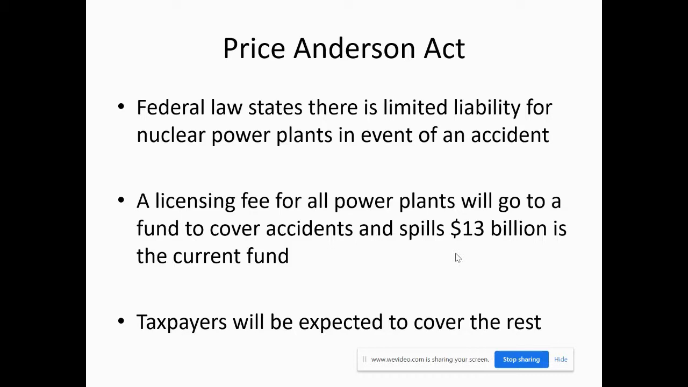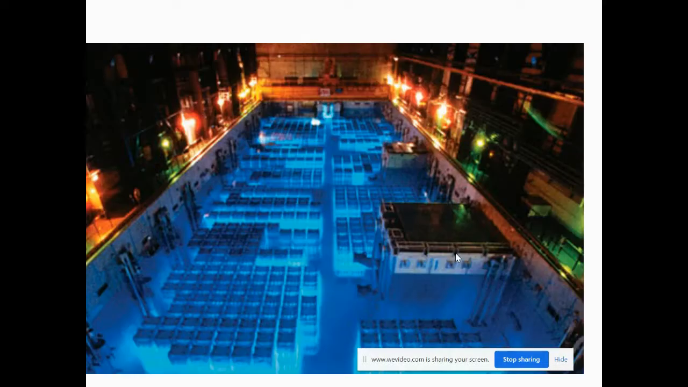to maintain safety standards. Taxpayers are expected to cover the rest through this thing called the Price-Anderson Fund, which is a licensing thing. Current amount in the Price-Anderson fund is around $13 billion. Chernobyl, they estimate, cost over $1 trillion, which means we don't have enough money in the US to clean up a nuclear power plant. And also Sarah Palin, who ran for vice president over a decade ago and is a big dummy head, she actually tried to refund the Price-Anderson Fund to restart the US economy, which would mean we would have no way of cleaning up a nuclear reactor mess.